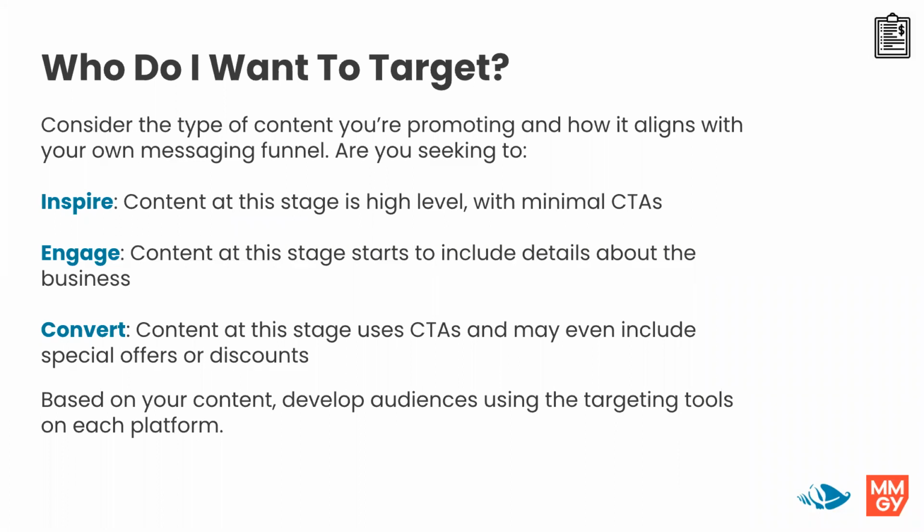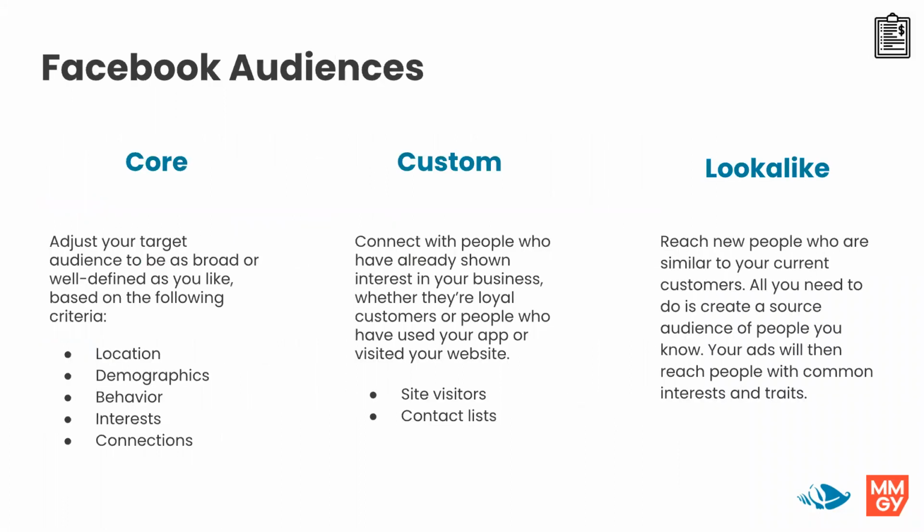So we'll go into Facebook audiences specifically. These are what Facebook calls each of these groupings they have. So core, custom, lookalike. Core is probably a main focus, I would say, for everyone. This is where you can really adjust your target audience to be as broad or well-defined as you like. So they have a lot of features within location, demographics, behaviors, interests, connections. Facebook does a great job within their keywords to create a lot of saved audiences that you can utilize. So we'll walk through how to build one of those next.